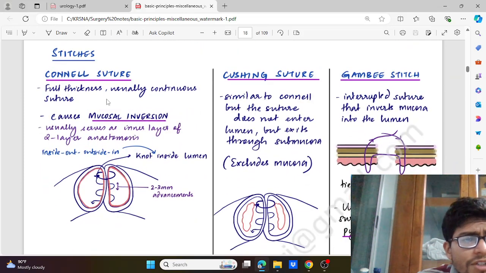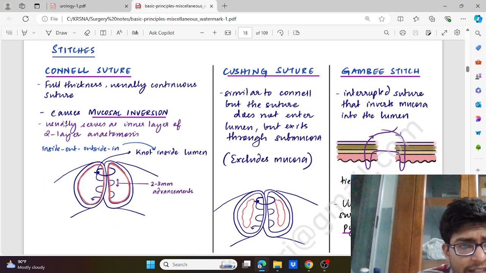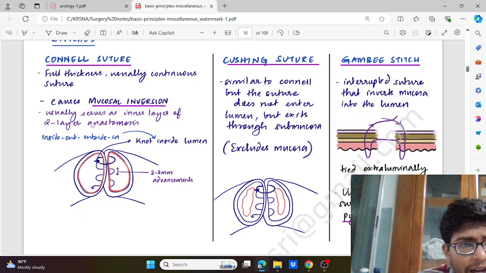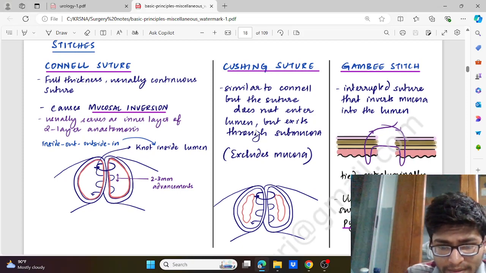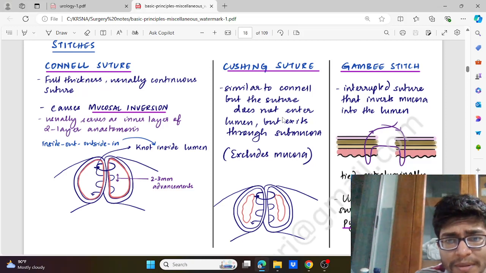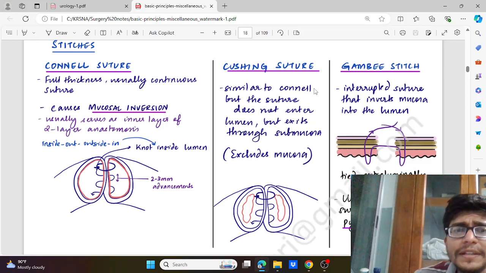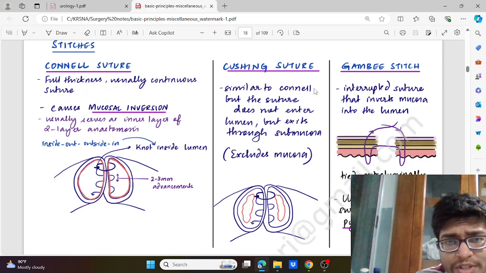Then some stitches. The Connell suture is generally used for the corners. These are full thickness, usually continuous sutures, and they cause mucosal inversion and serve as the inner layer of a two-layer anastomosis. The technique is inside out and outside in, where the knot will stay inside the lumen, and after every suture there will be 2 to 3 mm of advancement. Then we have the Cushing suture, which is similar to Connell, but here we do not take the mucosa. The suture is exiting through the submucosa. The rest is similar to Connell.